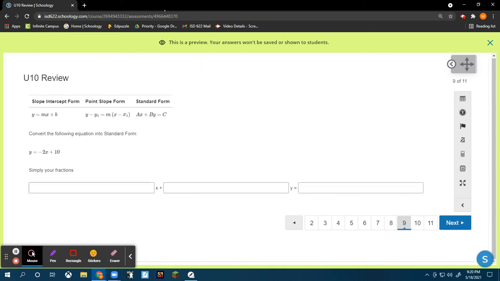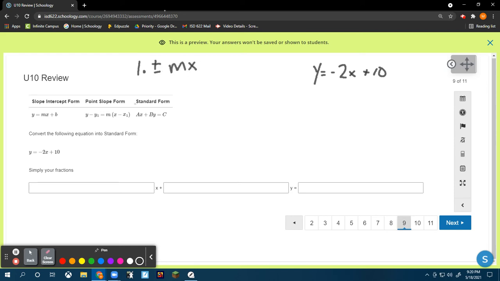Number 9, we want to go from slope-intercept form to standard form. Okay. Our equation is y equals negative 2x plus 10. Notice we want to go to standard form. Standard form has the x and the y on the same side. So our one step in this equation is to add or subtract, in this case, the mx, because we're starting here. We're going to add or subtract that mx. And that's going to be it. We're going to be done with this one. Okay.